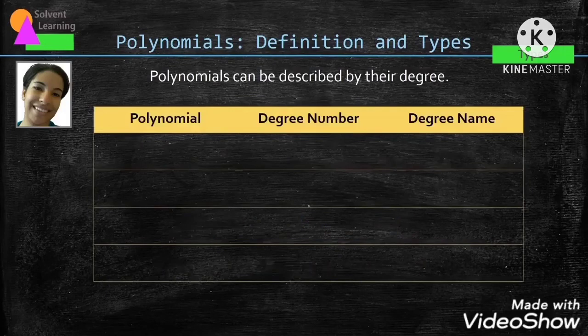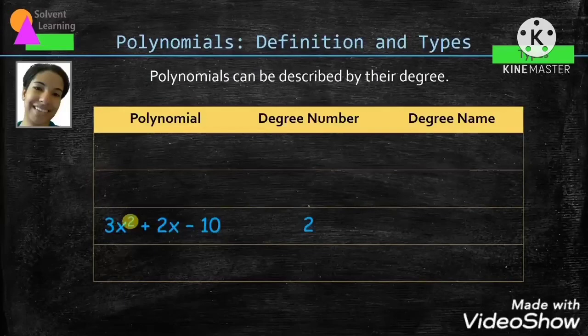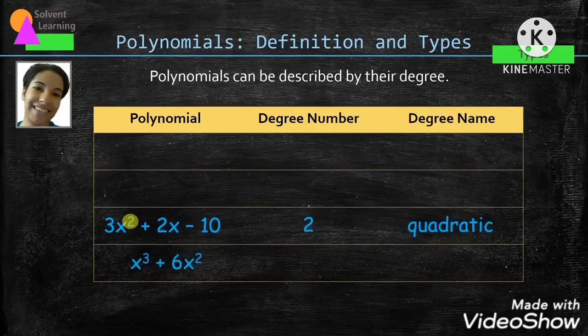Here are some other types of polynomials based on their degree. We already saw this example where the highest exponent is 2, so we say it has a degree number of 2, but we can also say that this is a quadratic expression. And this one, both terms have an exponent, but the highest exponent is 3. So it has a degree number of 3, and we say that it's cubic.